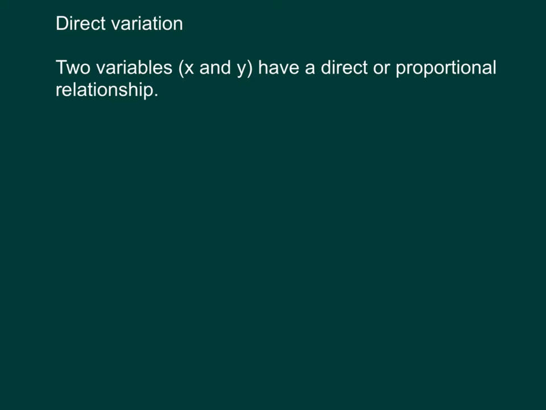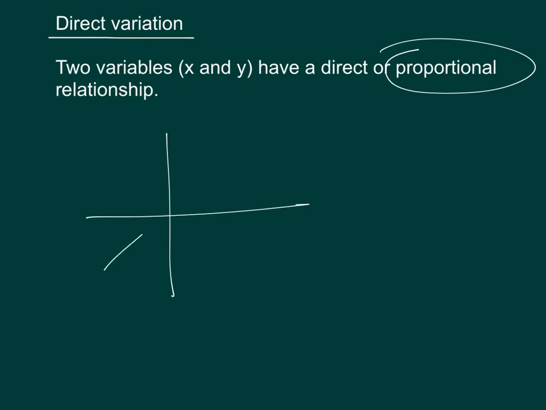And we did a little bit of this today in class. And basically it's when two variables, x and y, have a direct or proportional relationship. So we've done all of this when we were talking about what's proportional and what's not proportional. But we're just calling it a different name. It's called direct variation. So you know it's proportional when it goes through the origin.